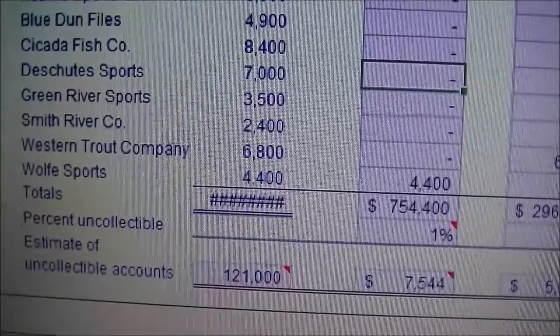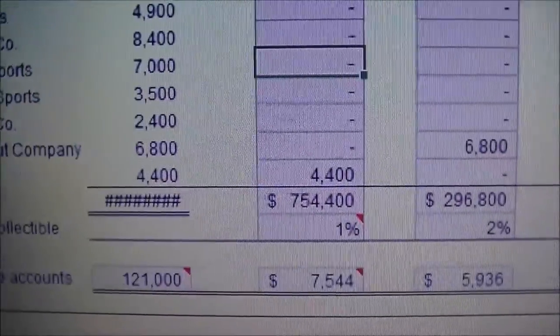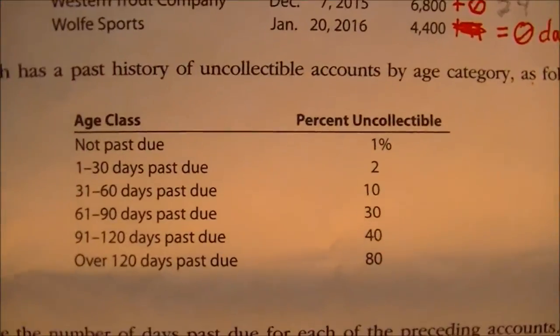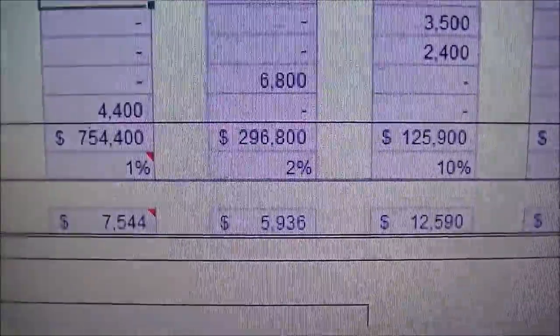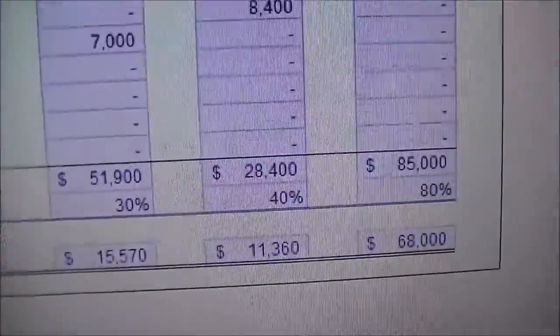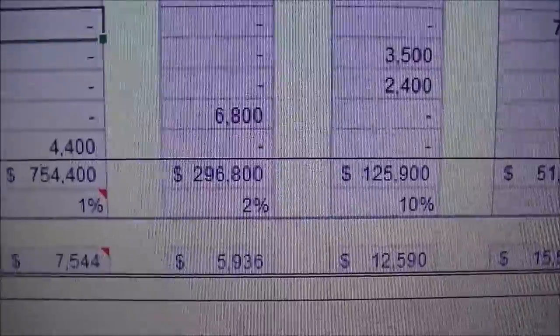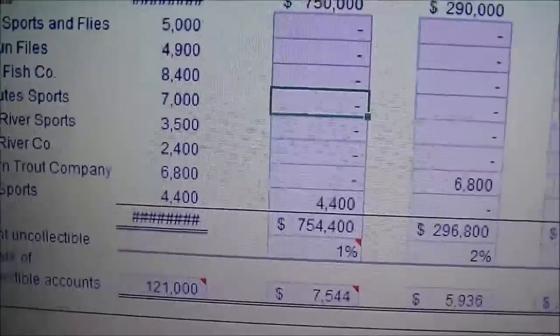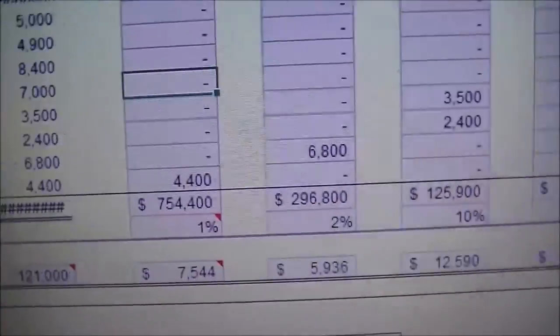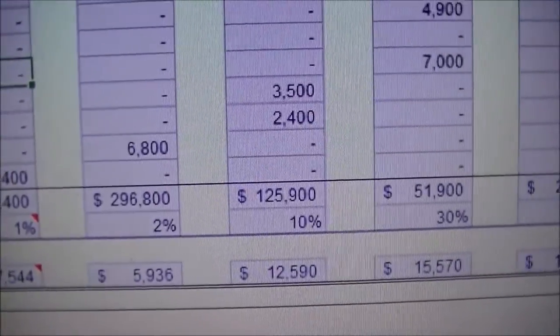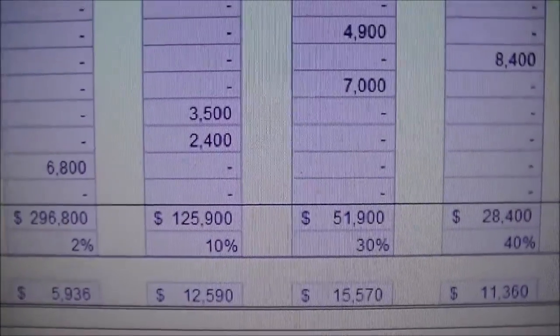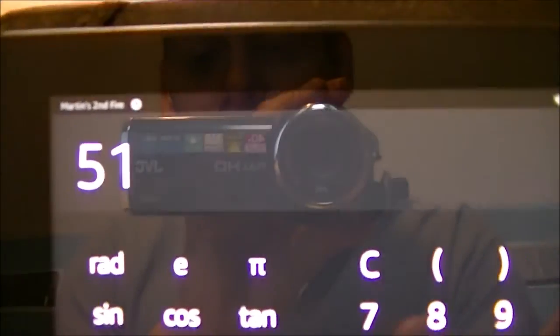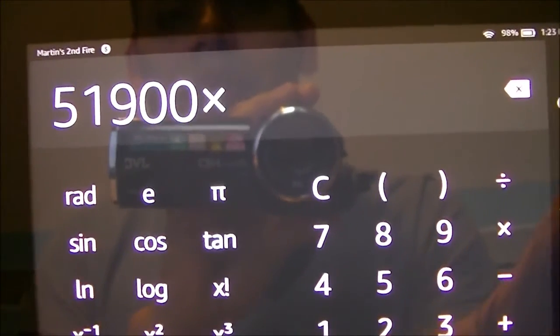Next, you're going to figure out your percent uncollectible. And remember, we were given the percents uncollectible here, and we had already plugged them in: 1%, 2%, 10, 30, 40, and 80. So what you're going to do is take the new total and multiply it by that percentage. So, for instance, let's take 51,900 times 30%. So we'll come over here and say 51,900 times 0.3.